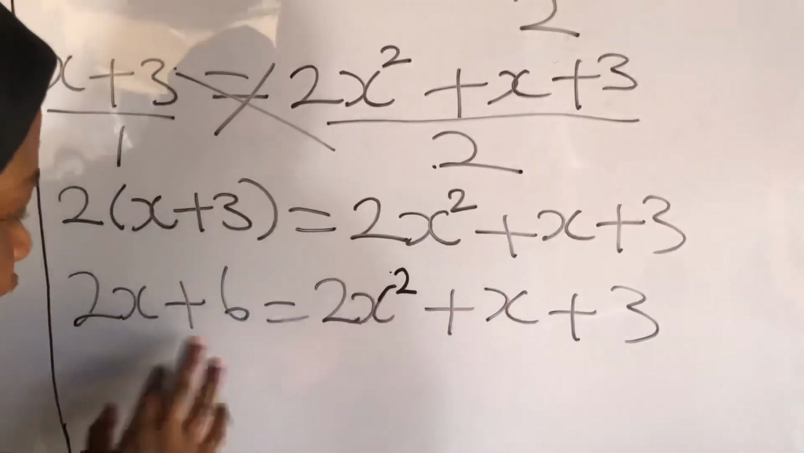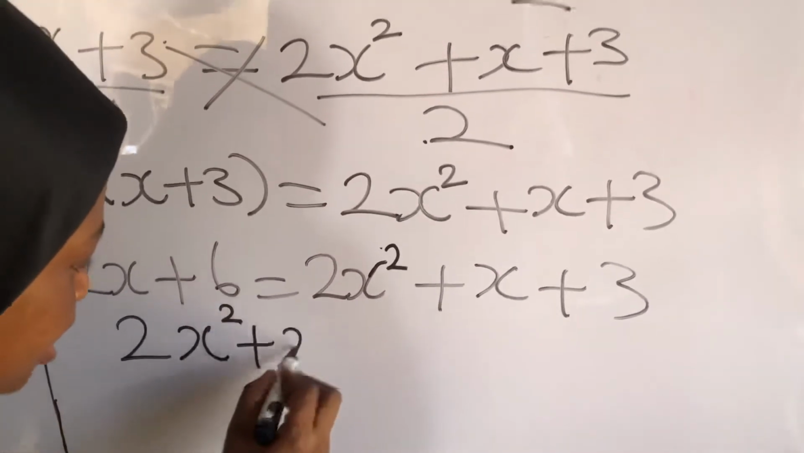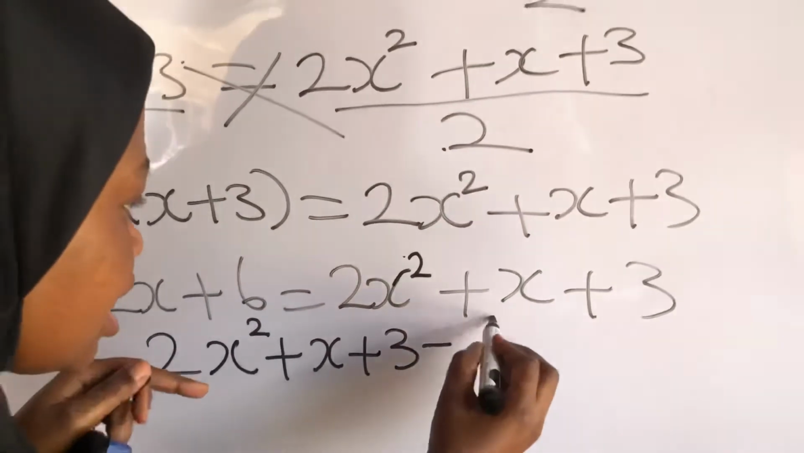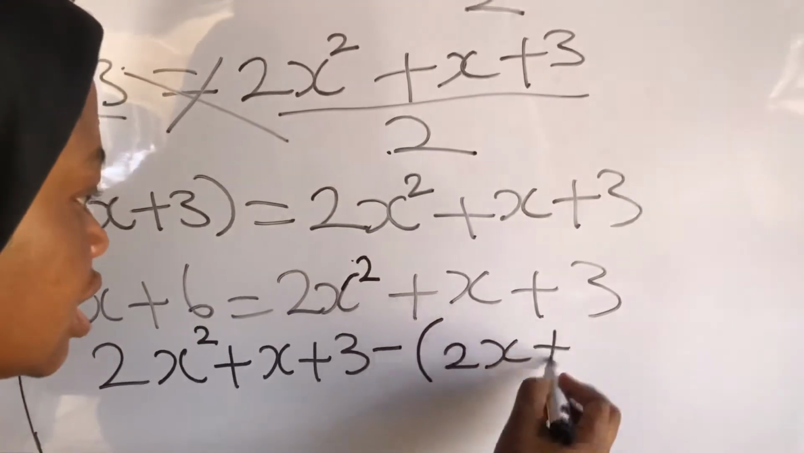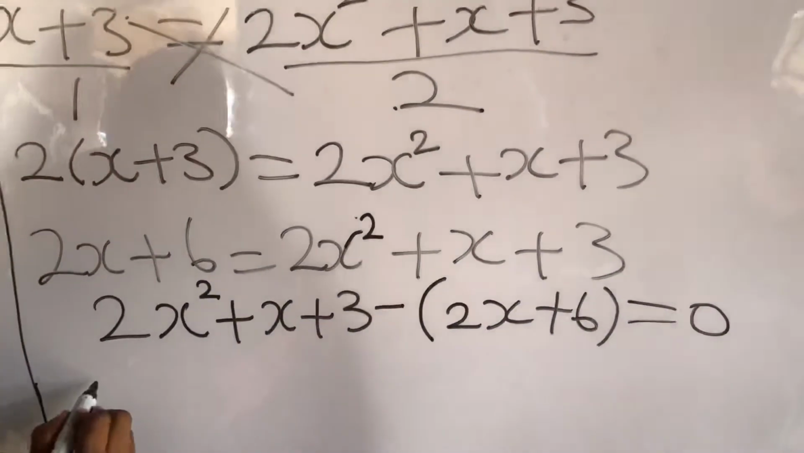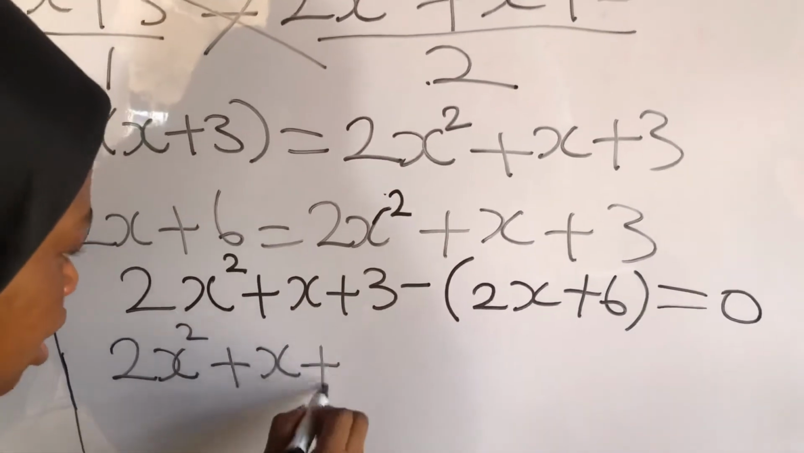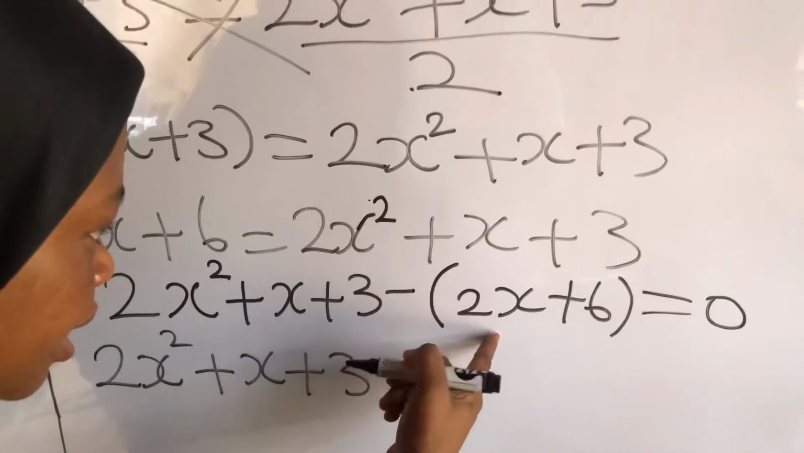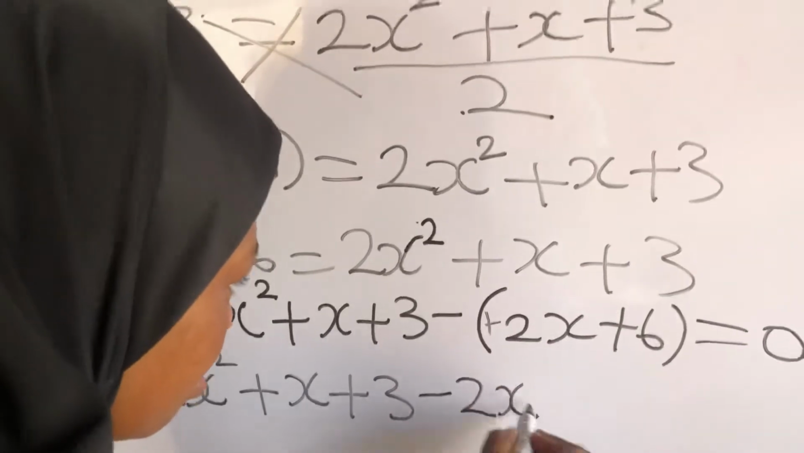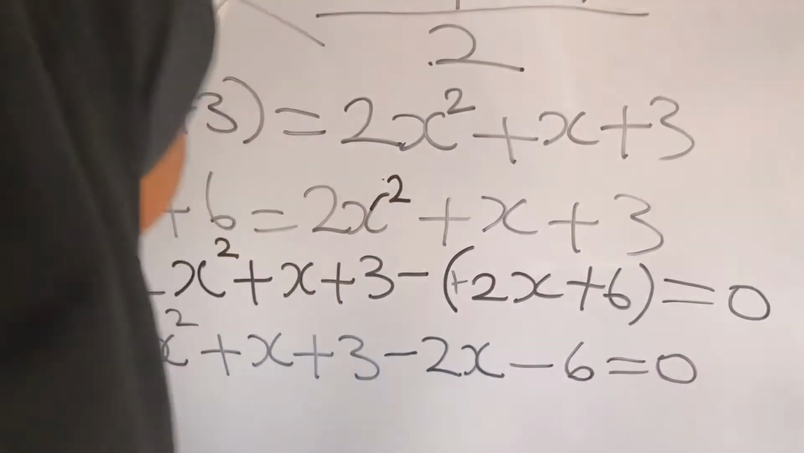So let's collect like terms. 2x squared plus x plus 3, minus everything on the left hand side, 2x plus 6, is equal to 0. Everything is equal to 0. So we have 2x squared plus x plus 3, minus multiplied by 2x, that is plus 2x. So it's equal to minus 2x, minus multiplied by plus 6, minus 6. Everything is equal to 0.